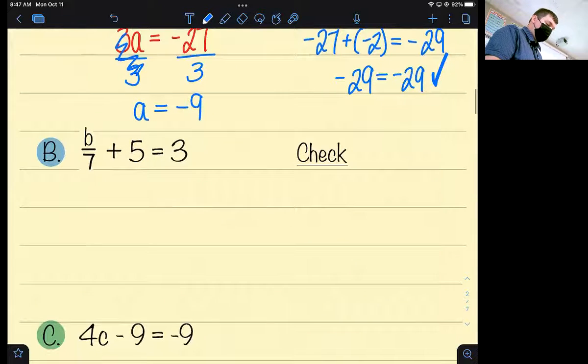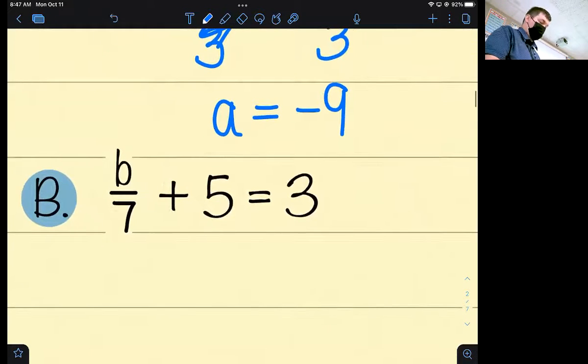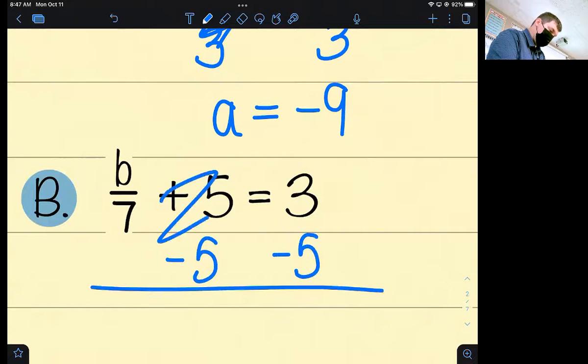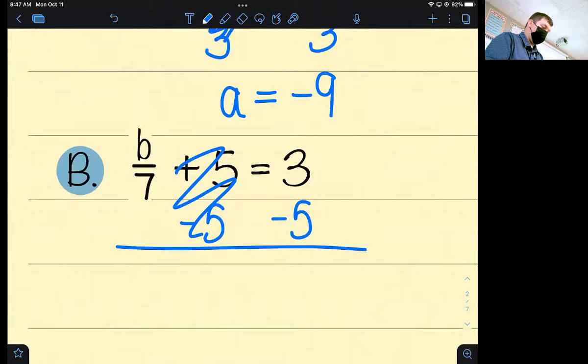On example B, it says B divided by 7, or B over 7, plus 5 equals 3. The number that we need to get rid of first is the cousin term, the constant term, the 5. Ashlyn, how do I get rid of a positive 5? Good. Okay. So I'm going to put a -5 on both sides. They'll cancel out. I always want to get rid of that distant term first. I don't want to get rid of the 7 until the variable term is by itself.